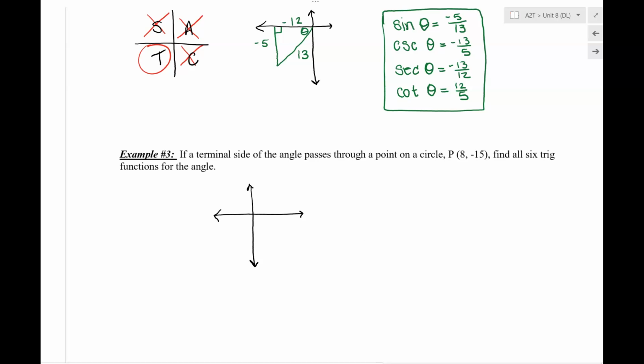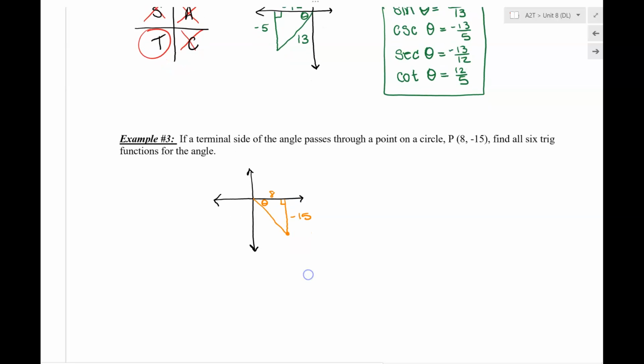Okay, so we go over 8 units, and down negative 15 units. And there is our point, 8, negative 15. We always connect back to the origin, and our reference angle is at the origin always. Okay, now, in order for us to be able to find all 6 trig functions, we need the hypotenuse. Is it a special right triangle? Maybe. Some of you are probably thinking, I don't remember those. Okay, well, if you don't remember, we can always use the Pythagorean theorem.